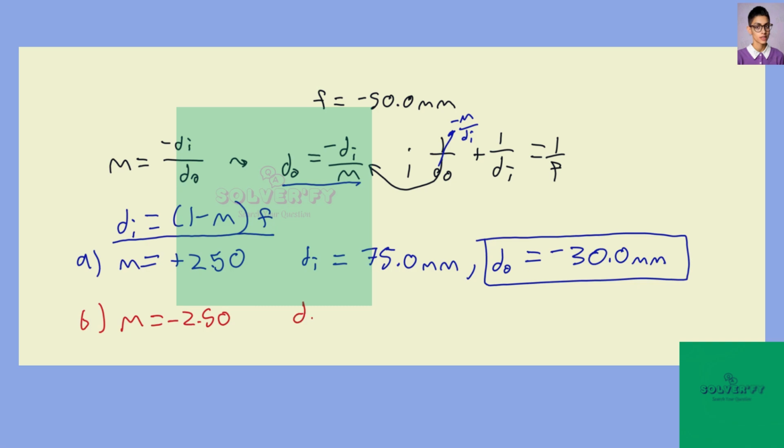Plugging in, just like we did before, we first make the jump for di, and we get minus 175 millimeters, not meters, millimeters. And then plugging in again up here, we see that our object distance must be minus 70.0 millimeters.